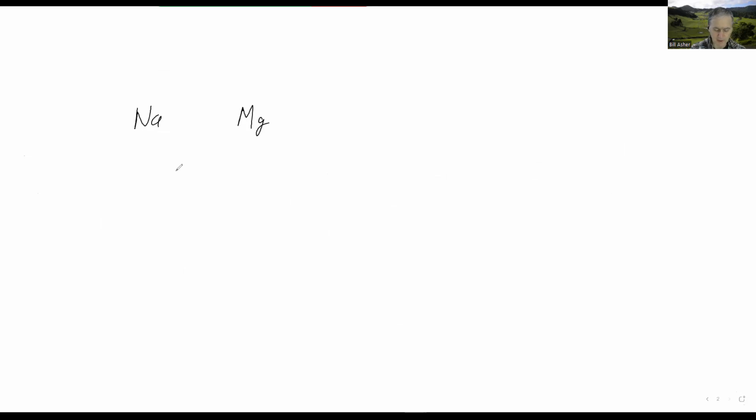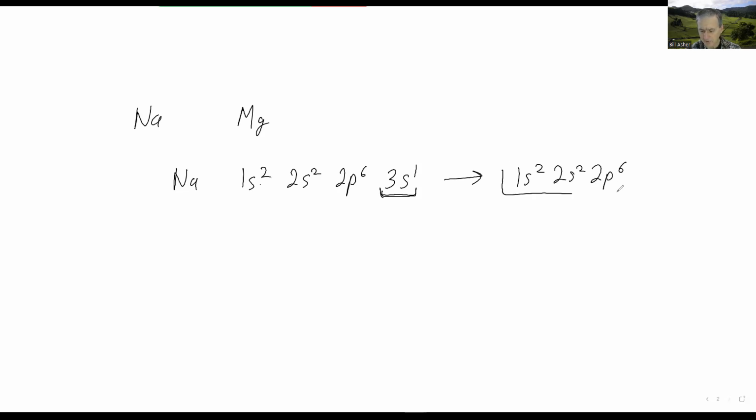Well, the electronic structure of sodium is 1s2, 2s2, 2p6, and then 3s1. So you can see if sodium loses this one electron in the 3s orbital, its electronic structure becomes 1s2, 2s2, 2p6. Again, perfect spherical symmetry, looks just like neon. So sodium forms an Na plus ion, plus 1. And typically you don't write the 1 if it's a singly charged ion.